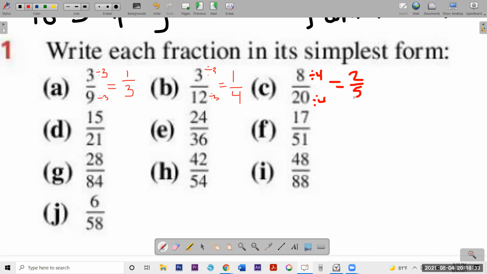Okay, good work, guys. That's correct. 5 over 7. Anybody have an answer for E? Excellent, excellent, excellent.